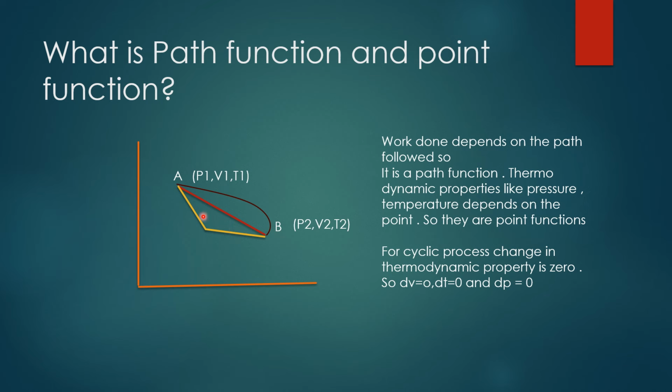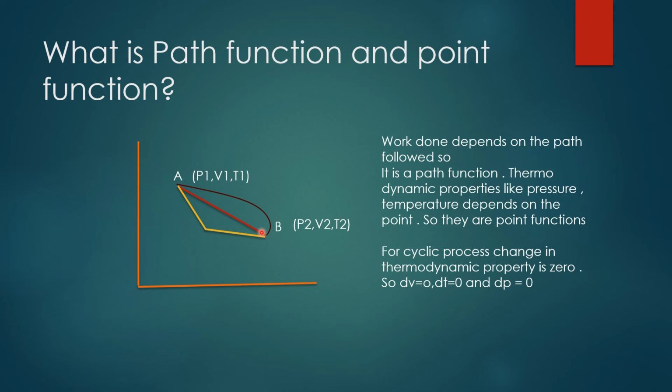Like from point A to point B, you can follow different thermodynamic processes to reach point 2, which has P2, V2 and T2. So the thermodynamic functions which depend only on those points are called point functions. But work done depends on the path that you follow. If you change the path, then your work done will change. So it is a path function.